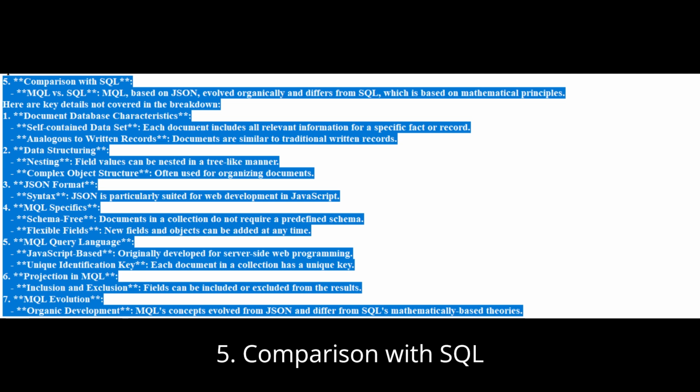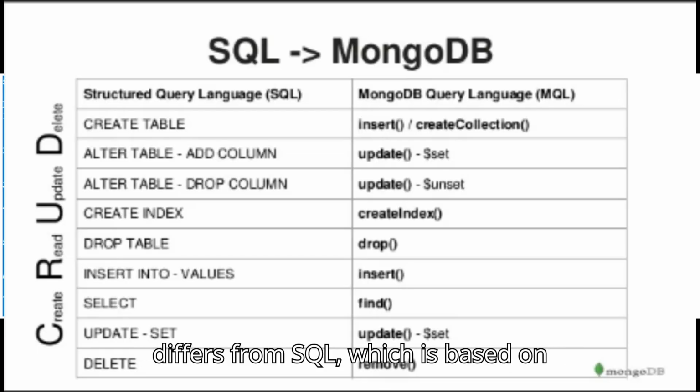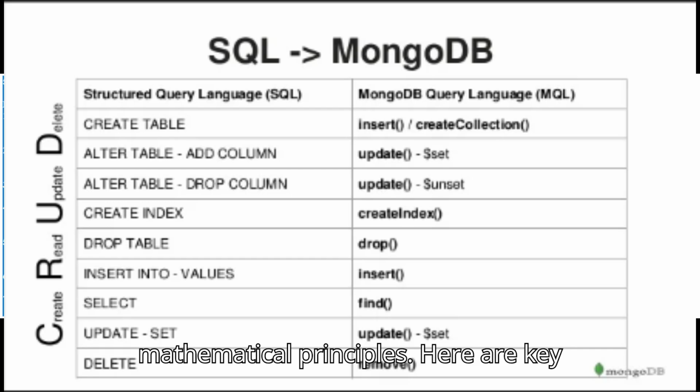5. Comparison with SQL. MQL versus SQL. MQL, based on JSON, evolved organically and differs from SQL, which is based on mathematical principles.